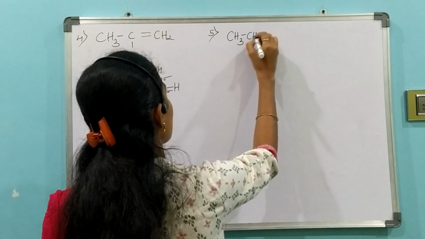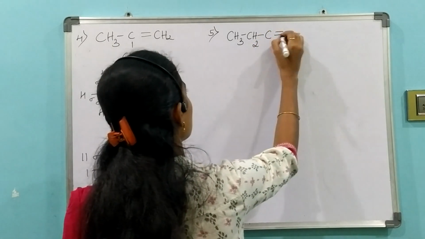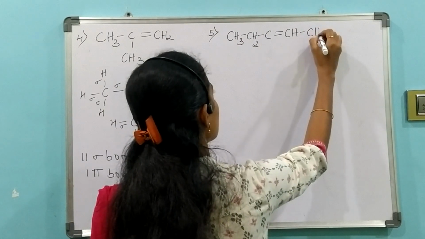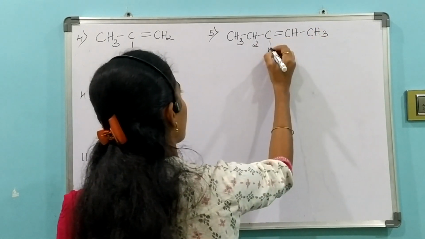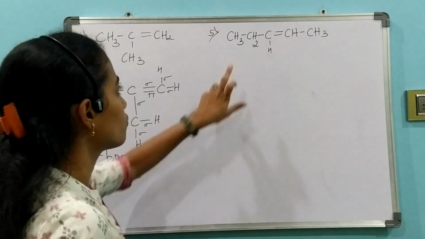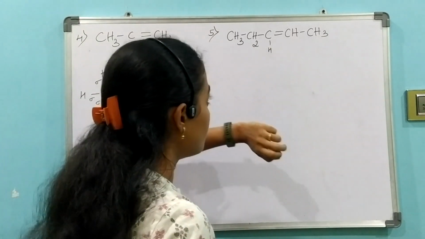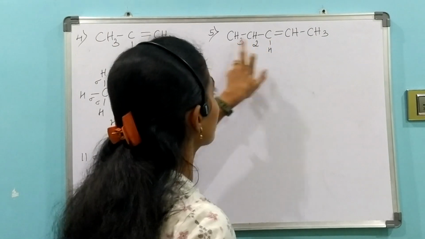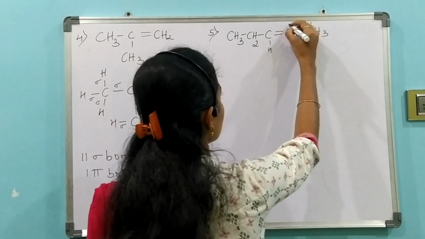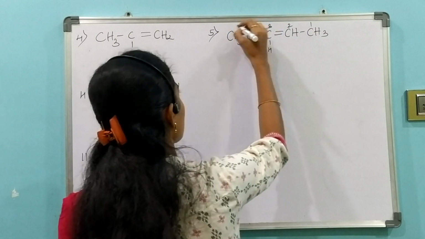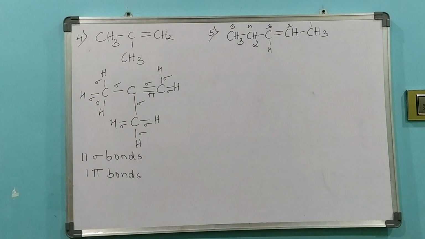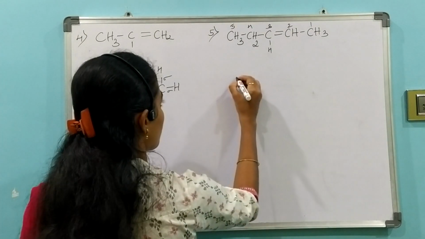CH3, CH2, C double bond, CH, CH3. It is pent, 1, 2, 3, 4, 5. So it is numbering from the right hand side, 1, 2, 3, 4, 5. It will be pent-2-ene. I have taken pent-2-ene. Now you calculate the number of sigma and pi bonds in this.